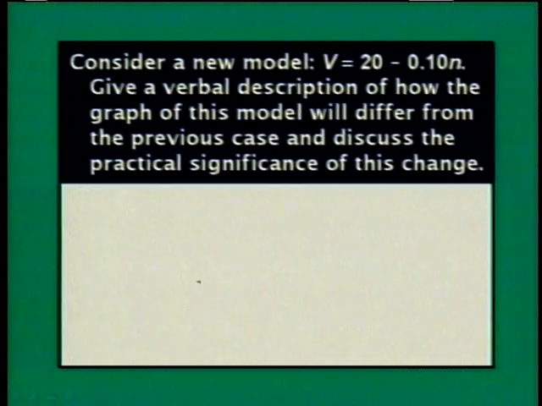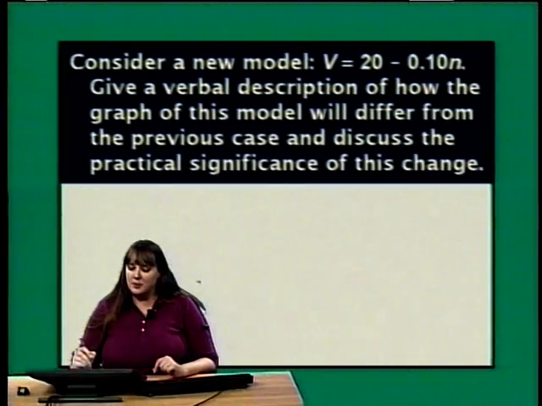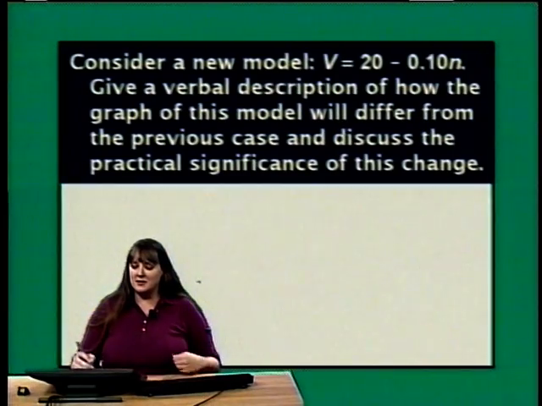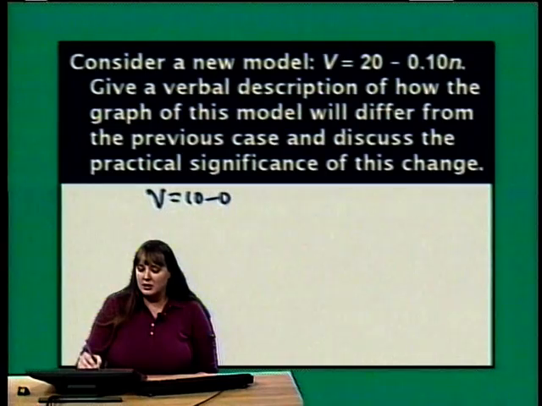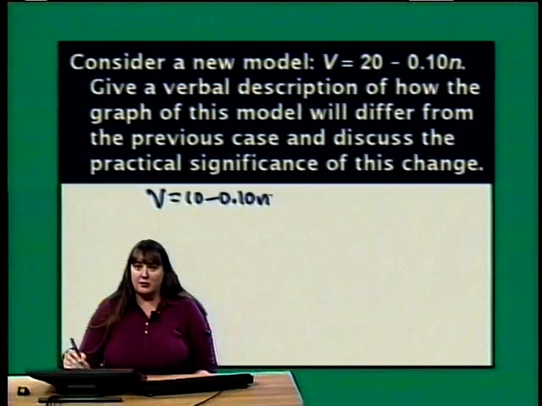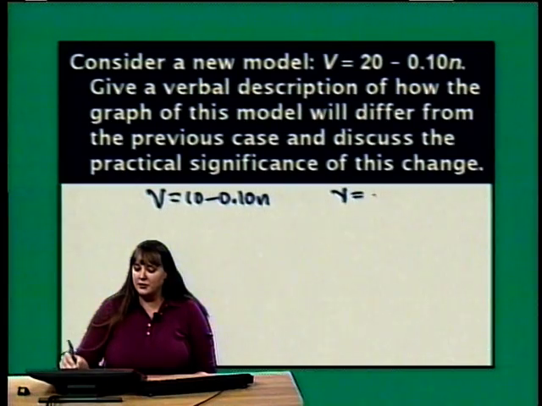Well, let's consider a new model, V equals 20 minus 0.1 N. Give a verbal description of how the graph of this model will differ from the previous case, and discuss the practical significance of this change. So let's remember our previous case. We just looked at the model V equals 10 minus 0.1 N. Now we're considering a new model, V equals 20 minus 0.1 N.